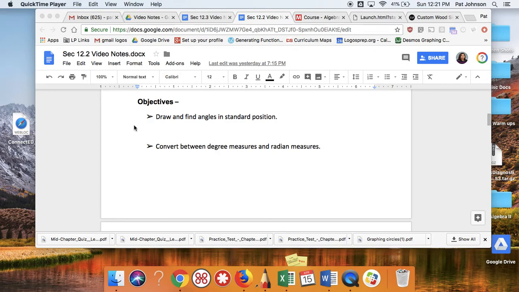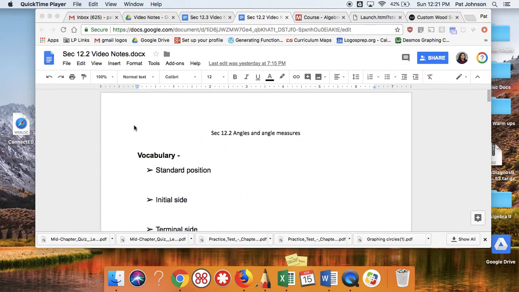Hello, this is section 12.2, angles and angle measures. Our objectives for this section are to draw and find angles in standard position, and to convert between degree measures and radian measures. Okay, so let's start with our vocabulary.